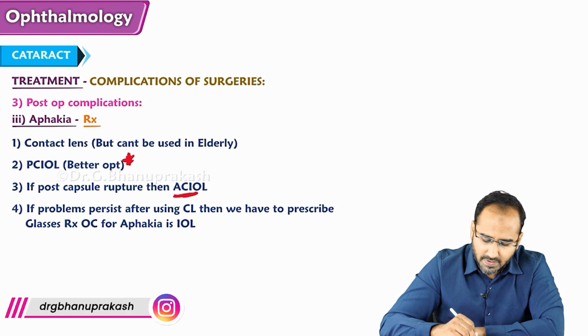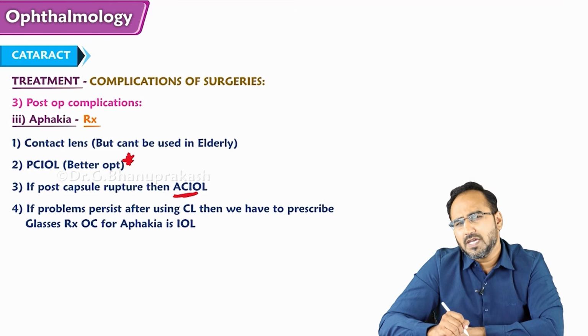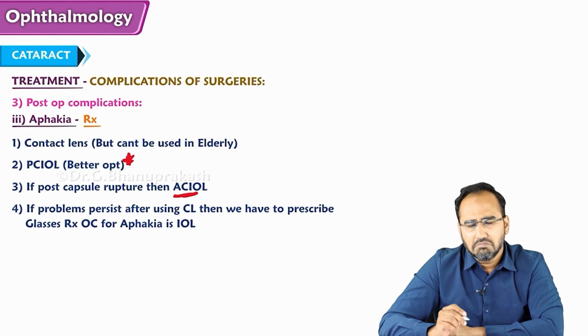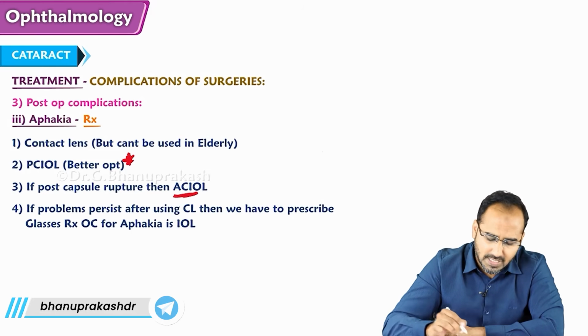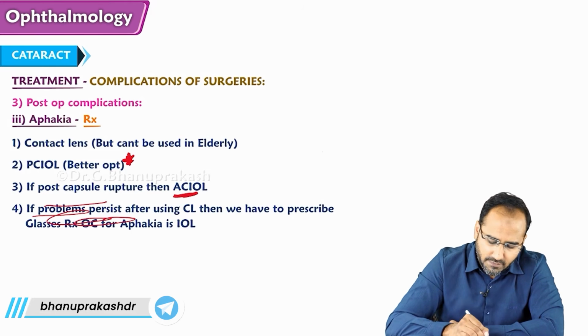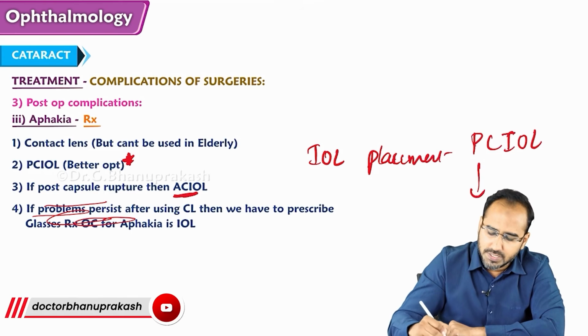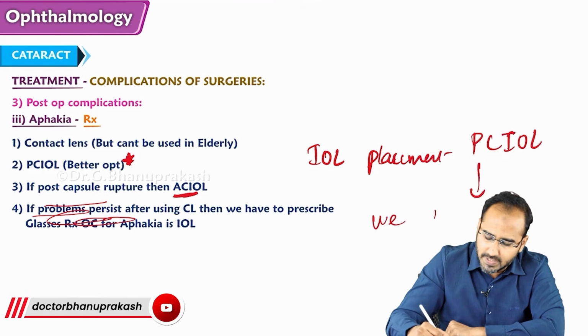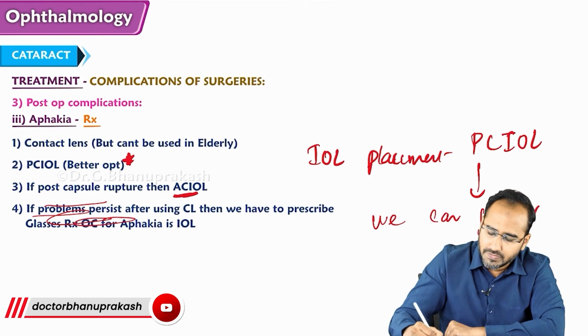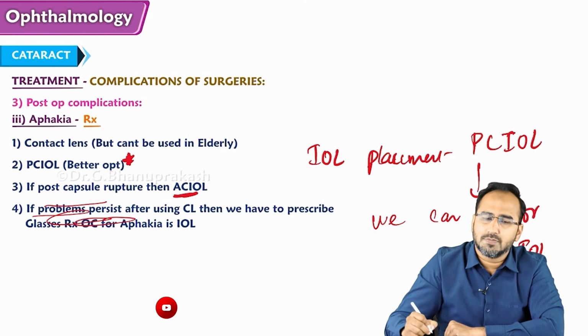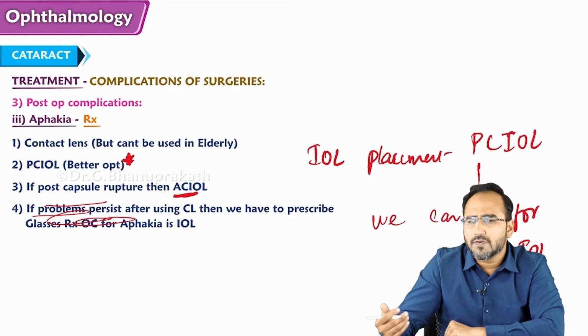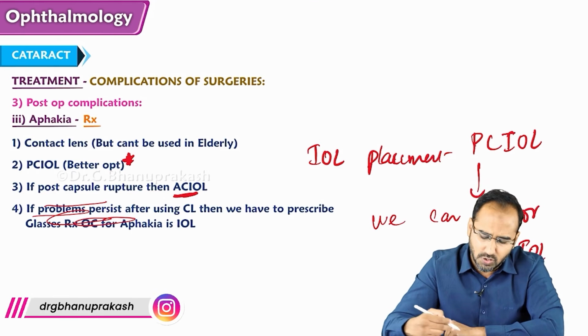Okay? Remember, guys, for aphakic patients we can also give contact lenses. But contact lenses and glasses are not the best option. The best option for aphakia is IOL placement. Best is PCIOL. If PCIOL is not possible, we can go for ACIOL. But if neither PC nor AC IOL is possible, then you go for contact lenses. If contact lenses still don't work, then you can go for glasses.